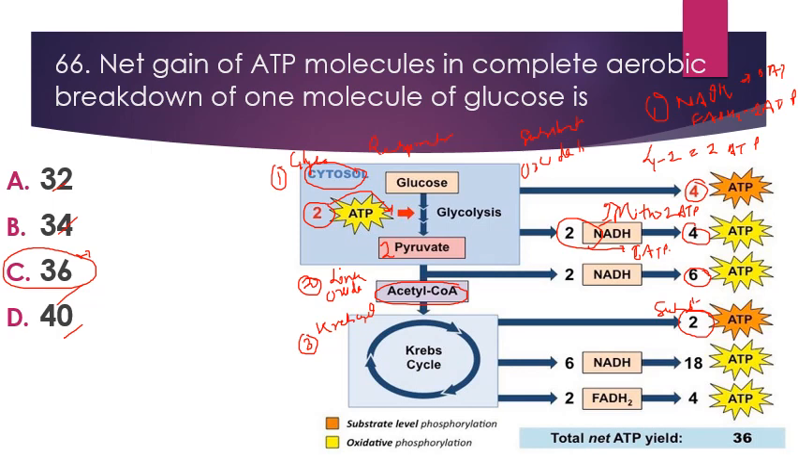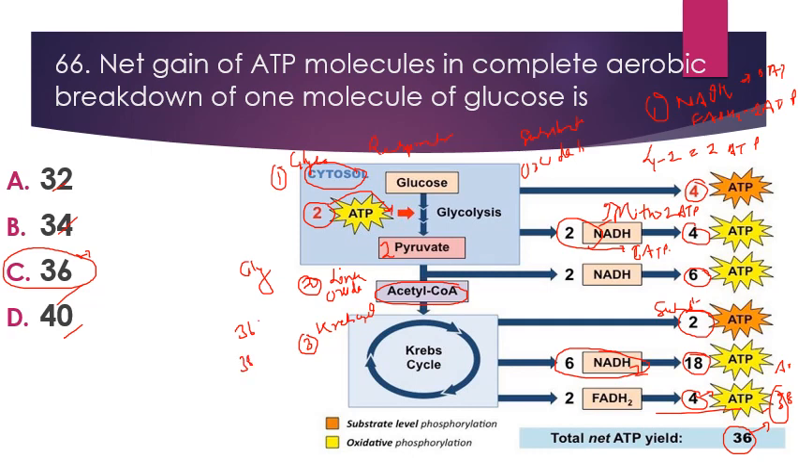Then there is production of 6 NADH molecules, which will produce 18 ATP, and 2 FADH2, which will produce 4 ATPs. So if we count them, there is total production of 36 ATP. Normally 36 to 38 ATPs are produced during aerobic respiration, in eukaryotes as well as prokaryotes, but the formation of NADH during glycolysis will decide whether it is 36 ATP or 38 ATP.